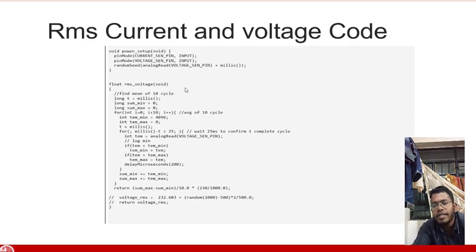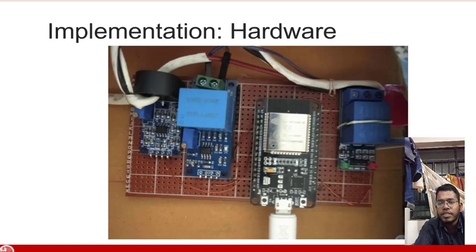Since 50 Hz AC current has a time period of 20 milliseconds, we took 10 cycles of it and measured the maximum and minimum values of each cycle and averaged them, then found RMS values, and then we did the calibration by a factor. This is the hardware setup picture. It contains voltage sensor, current sensor, relay, and ESP32.